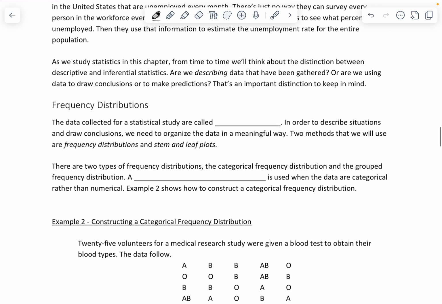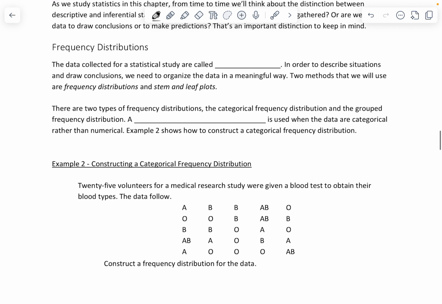Let's turn our attention now and talk about frequency distributions. The data collected for a statistical study are called raw data. In order to describe situations and draw conclusions, we need to organize the data in a meaningful way. Two methods that we will use are frequency distributions and stem and leaf plots. There are two types of frequency distributions: the categorical frequency distribution and the grouped frequency distribution.